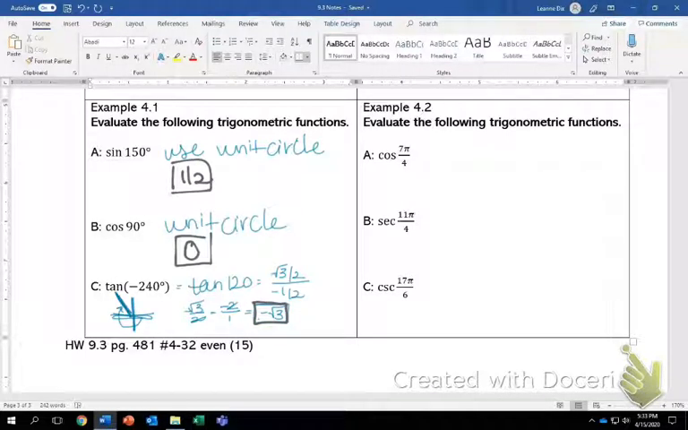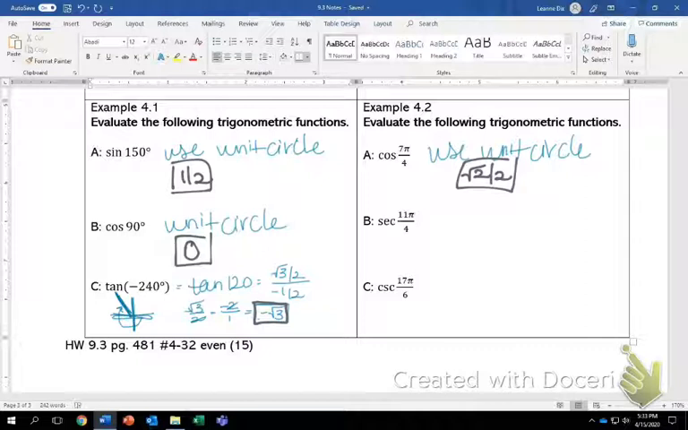Okay, so evaluating, when we're using the unit circle, is very straightforward. It's not super difficult. But now we're just sort of going into what happens when you go backwards, or in example 4.2, what happens when you have secant and cosecant. So let's do one more pretty easy one, cosine of 7 pi over 4. That's on my unit circle, so my x value ends up being the square root of 2 over 2, and that's my answer.